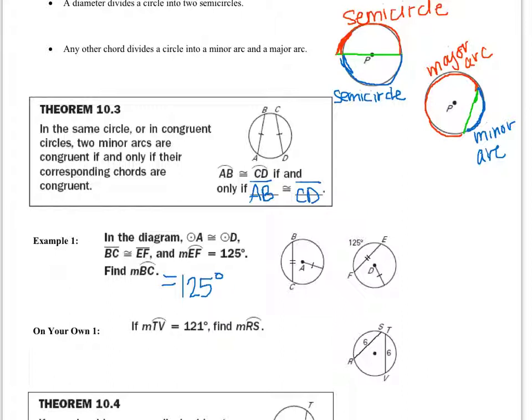On your own, it says if the measure of arc TV is 121 degrees, so I know this is 121 degrees, find the measure of arc RS. Well, since I know these two chords are congruent, because they both say 6, I know my arcs are congruent, so it's 121 degrees.